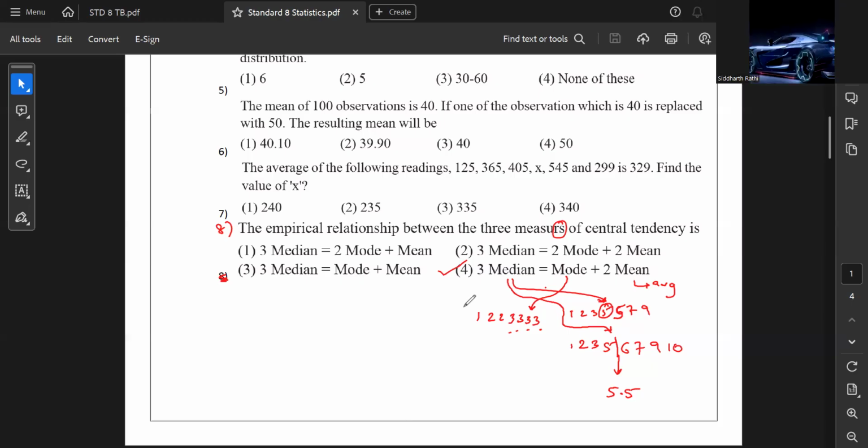Yes, sir. Identity. Exactly. Similarly, just for now, just memorize this formula. The relation between mean, median, and mode is basically 3 times median is equal to mode plus 2 times mean.